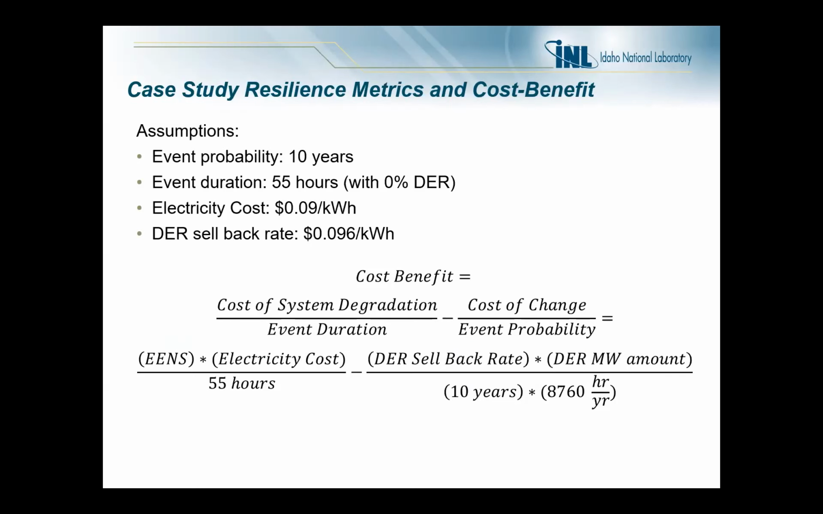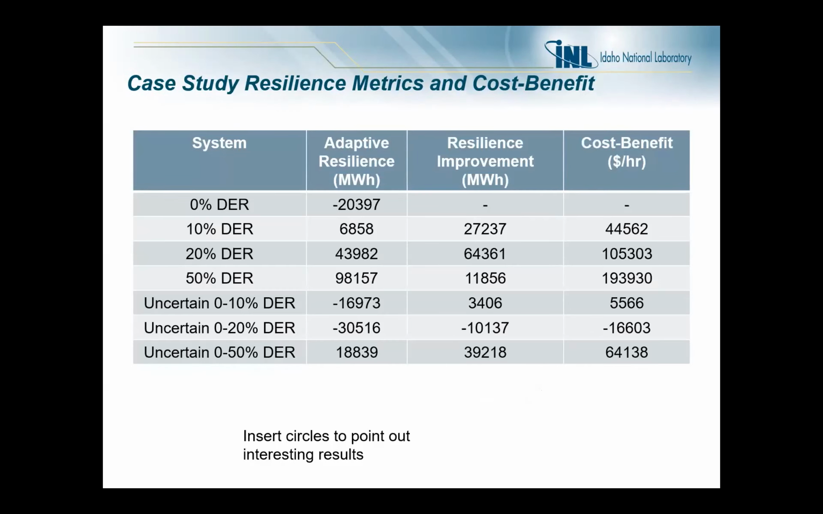And here are the final results, where you can see that there is an increase in the resilience value and cost benefit going from 0% to 50% DERs. However, when you include uncertainty analysis, the overall benefit drops. However, among the set of uncertainty scenarios, the scenario with 0 to 50% does have the highest cost benefit. So DERs do provide an increase in resilience using this method of metric, and uncertainty will degrade the actual overall value, so it is important to include uncertainty.